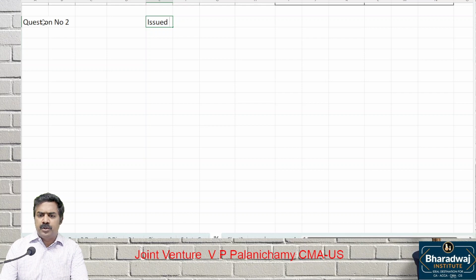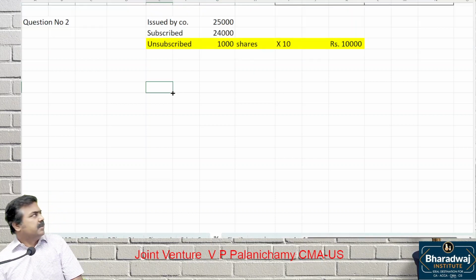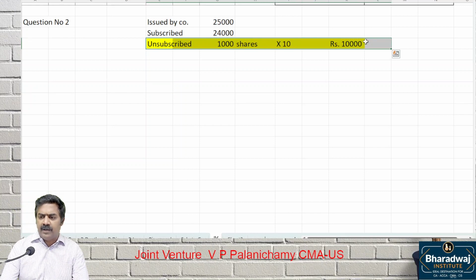How many shares are issued by the company? 25,000 shares. How many shares are subscribed by the public? 24,000. Unsubscribed shares: 1,000 shares at the rate of 10 rupees each. How much? 10,000. We are not bothered about how many shares are subscribed, only about the unsubscribed shares. How many unsubscribed shares are there? 1,000 shares into 10.